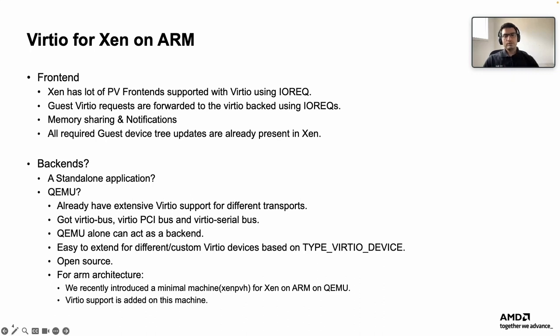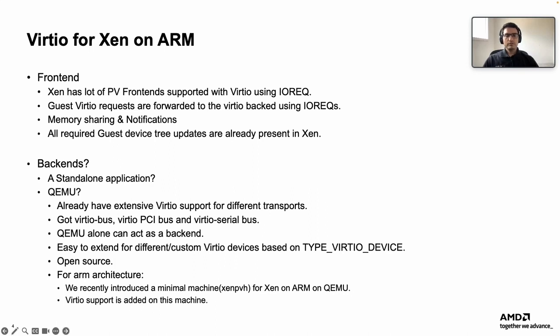For Xen ARM, the front-end side is pretty stable and developed. The front end can notify the backend using memory writes, and those writes are forwarded using IOREQs. IOREQs are basically a connecting link between the device emulator, which is the backend, and the guest domain.